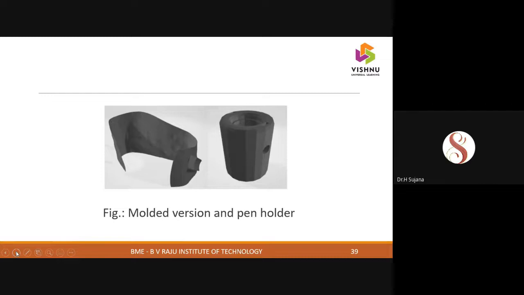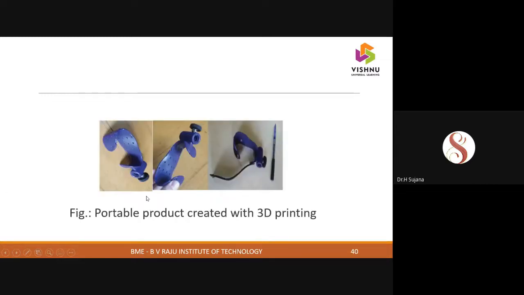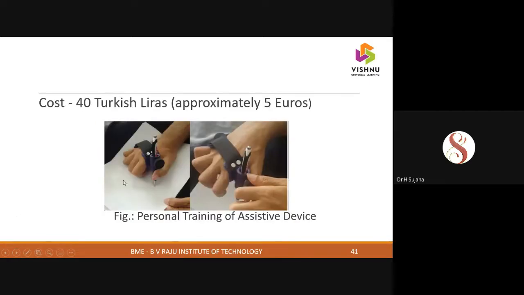So this is a model. I'll show you how it looks. This is how it looks after printing. You can put the pen in the hole here. This is the pen holder, and you can see how he is writing. But any assistive device needs some kind of training. So the person is trained to write by wearing this assistive device, small activities of daily living, you can say. And just look at the cost. It costs about 5 euros. So it's pretty affordable. These are a few case studies I picked up from Assistive Technology Journal.